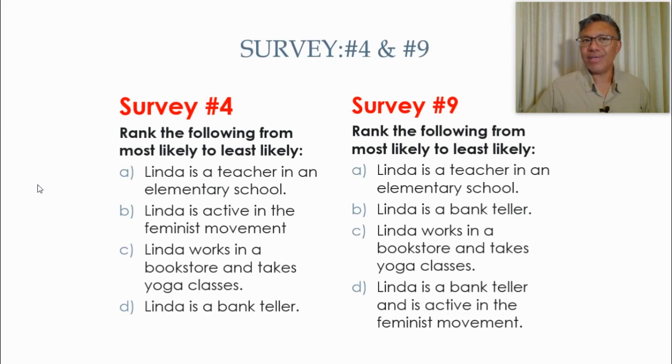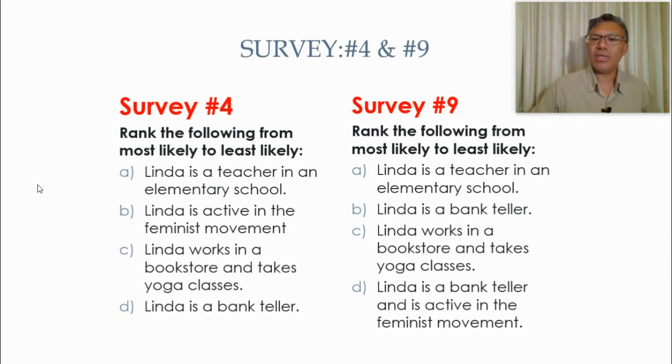Because if there's 500 bank tellers, there's going to be less than that who are also active in the feminist movement, right? Even if the majority of bank tellers are active in the feminist movement, it's still not going to be 500. It might even be 400 over 100,000. So you have a greater chance of being a bank teller than you do of being a bank teller who is active in the feminist movement. Statistically, B should have been much higher than D.